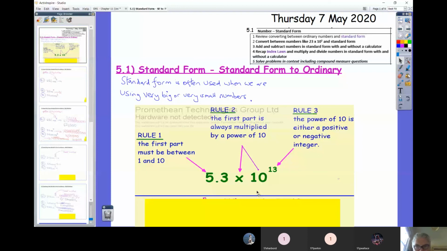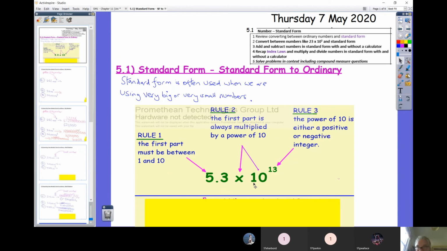Brand new topic. Okay, now standard form numbers are like that one in green at the bottom of the screen. Now in real life, these are used when numbers are massive. So you've got loads and loads of noughts, and if you were typing it or writing it down, it'd be very easy to forget to write some of the noughts.